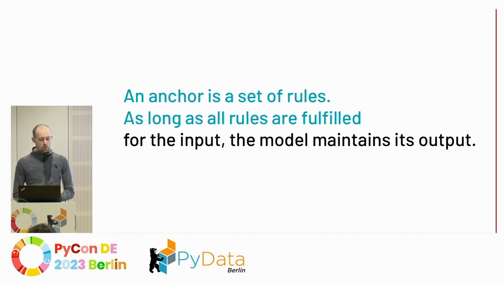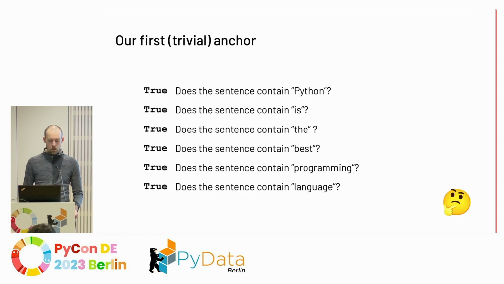Yeah. And so we can continue refining the definition of an anchor, which is to say that an anchor is a set of rules. And as long as all these rules are fulfilled for an input, then the model will maintain its output. So it's not going to change from the original. And this definition allows us to come up with our first anchor of the day, which is quite trivial, but also instructive to look at, which is just to say all of the rules that we have should apply.